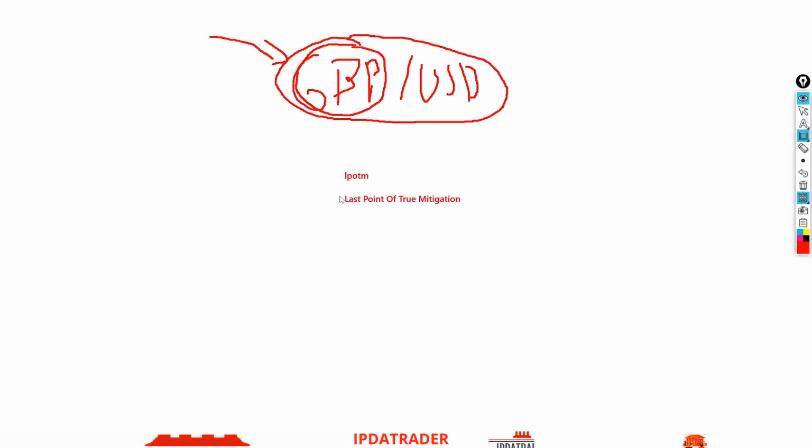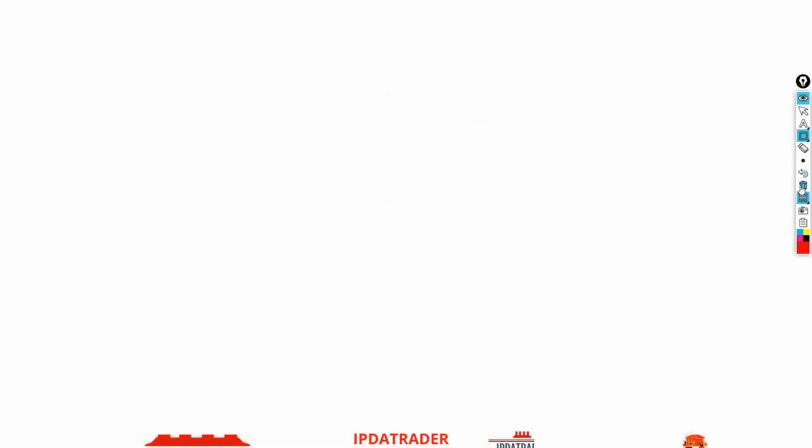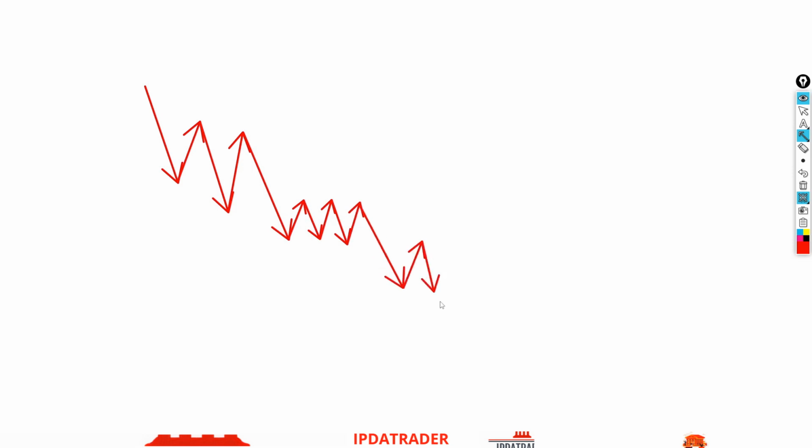This is a concept that is going to help you a lot in tracking institutional order flow and actually seeing where the interest is sitting. So let's actually get started with that. For that, let me remove all this and let's now draw a potential bearish trend. So this is a bearish trend. We can all agree that price is pushing down. And what is the last point of true mitigation? Well, it's pretty simple to understand.